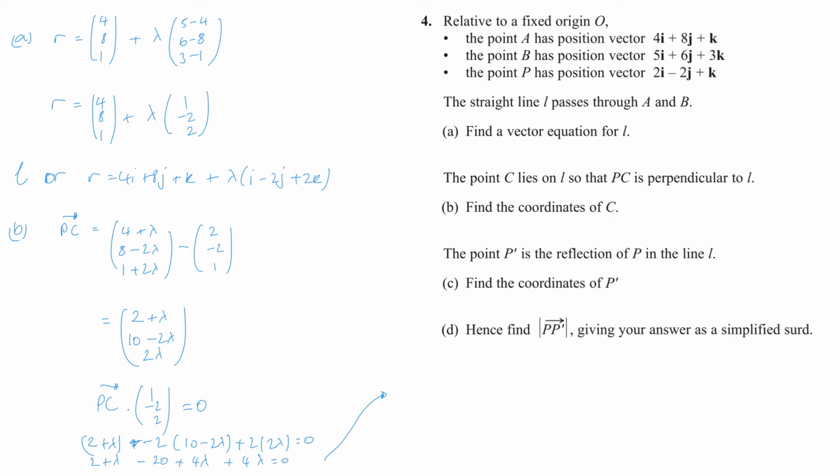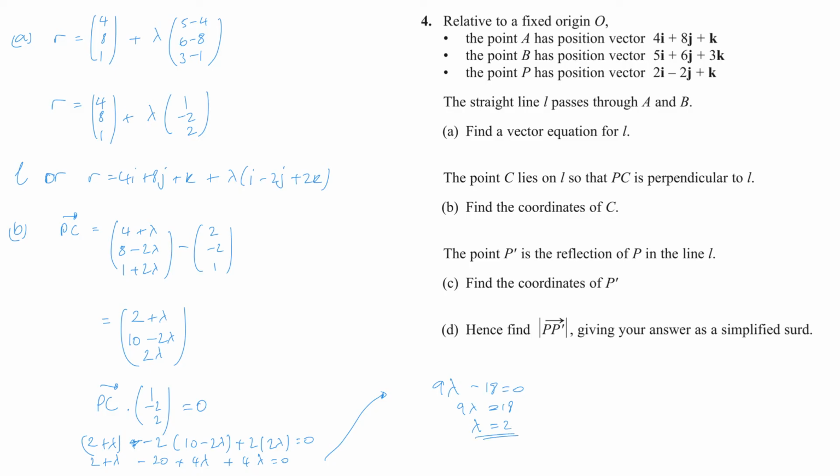4, 4 and 1 says 9. Okay, 9 lambda minus 18 equals 0. 9 lambda equals 18. Lambda equals 2.